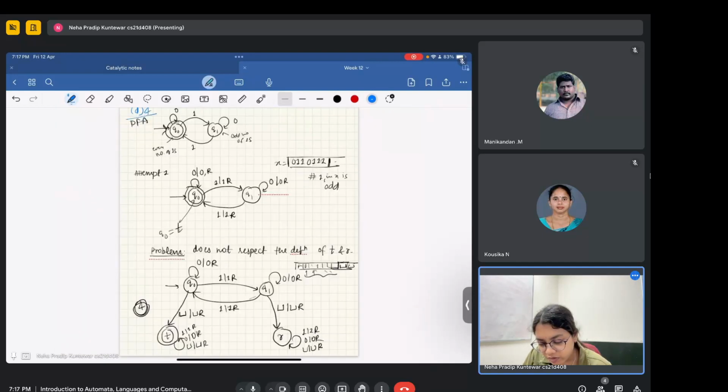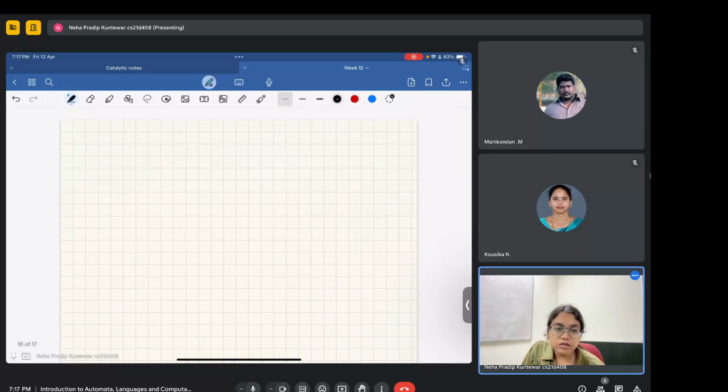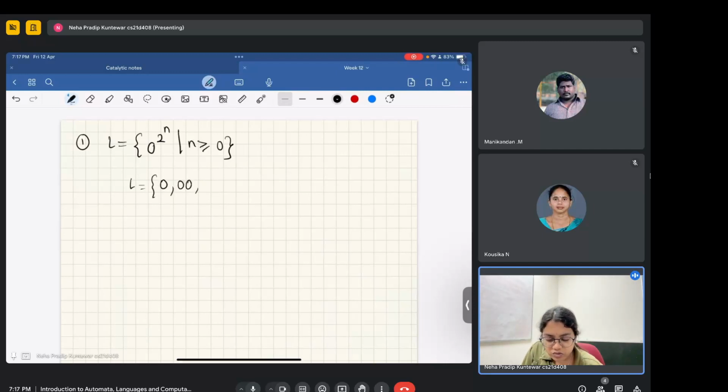Okay, so I hope that is clear. Now what we will do is, we will design one Turing machine for the given language. So let's say L is the set of all strings which have a number of zeros which is a power of 2. So L could have 1 zero, 2 zeros, 4 zeros, 8 zeros, then 16 zeros, and so on. So basically it's the strings of zeros where the number of zeros is a power of 2. So this is what the language is.